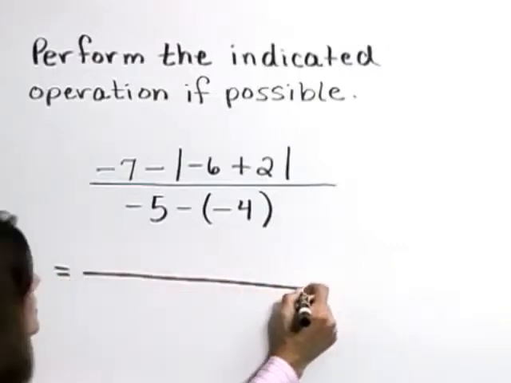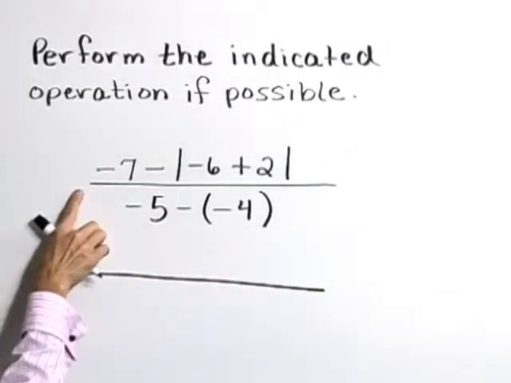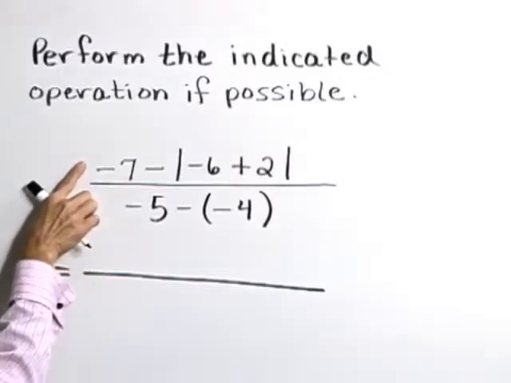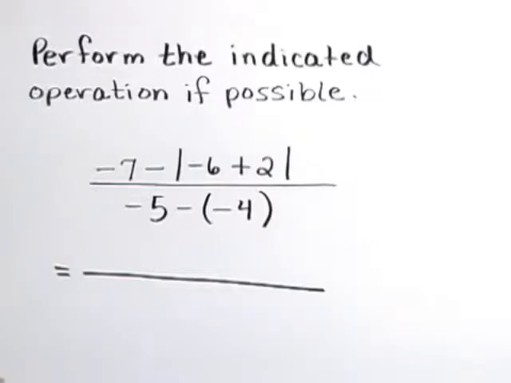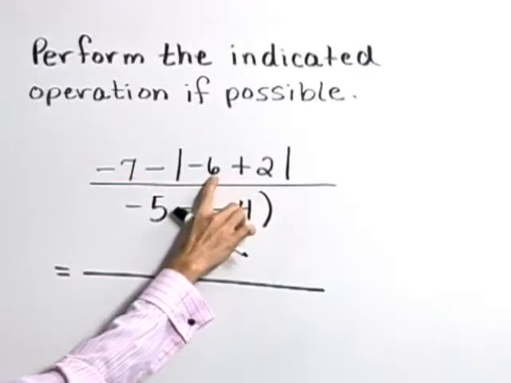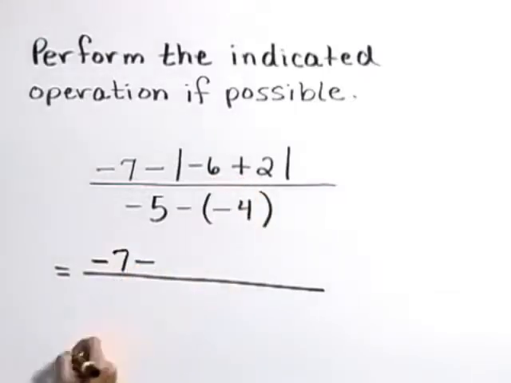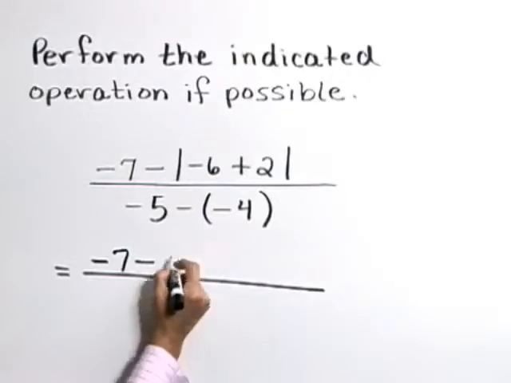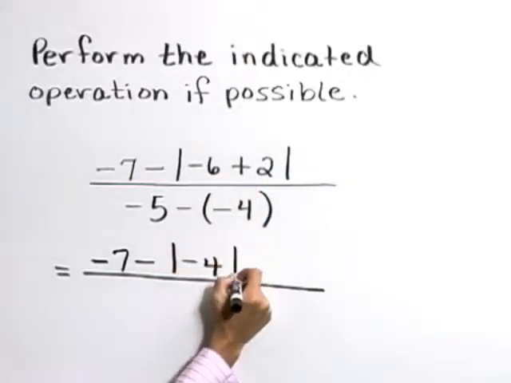As we look at this quotient, the bar is a grouping symbol in itself. So we're going to simplify the numerator and denominator separately and divide as the last step. In the numerator, let's start inside this absolute value bar with negative 6 plus 2. Writing the entire numerator, negative 7 minus then the absolute value of negative 4.